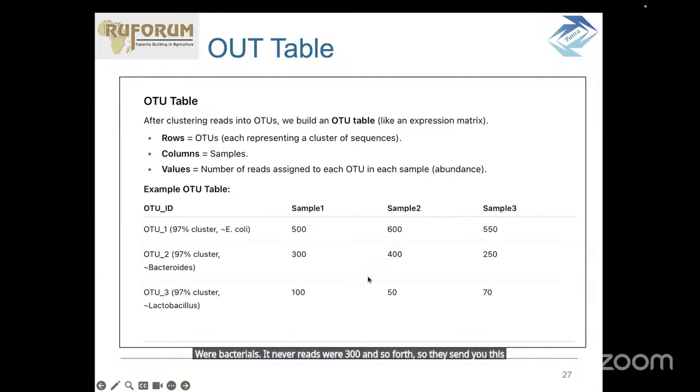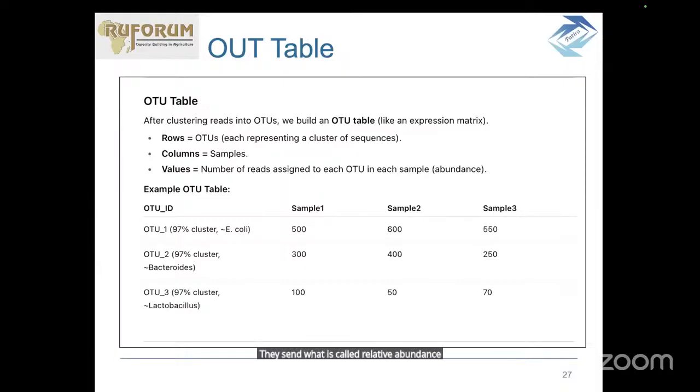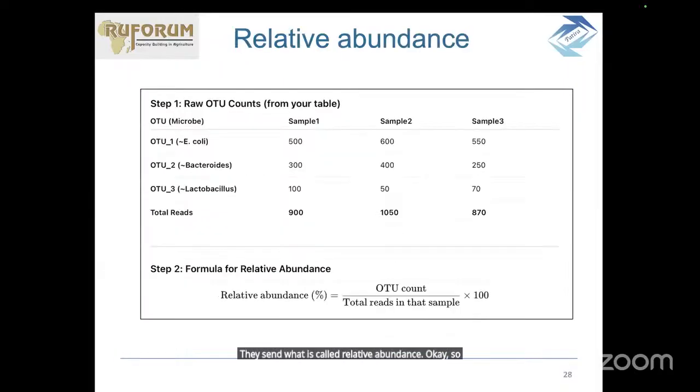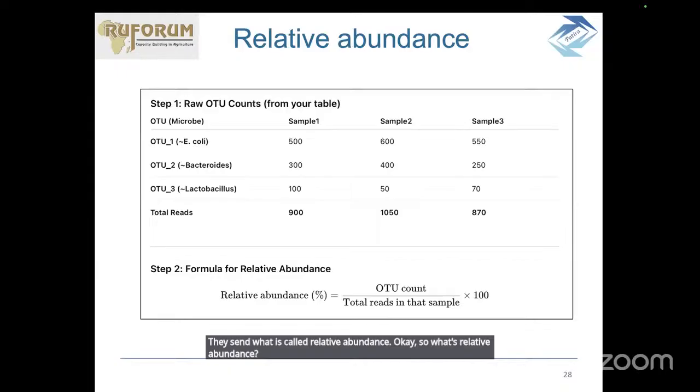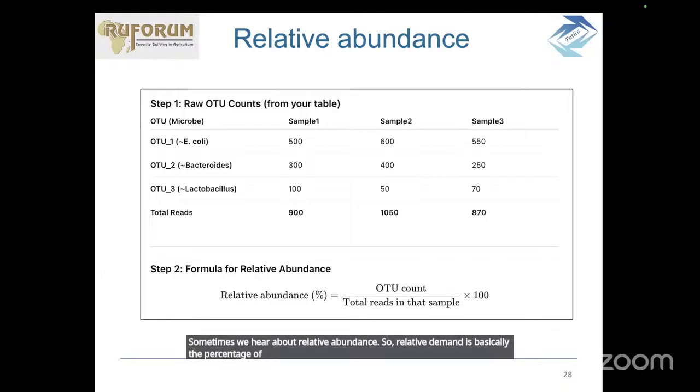But sometimes they send you what is called relative abundance. Okay, so what's relative abundance? Sometimes we hear about relative abundance. Relative abundance is basically the percentage of OTU counts per total reads.